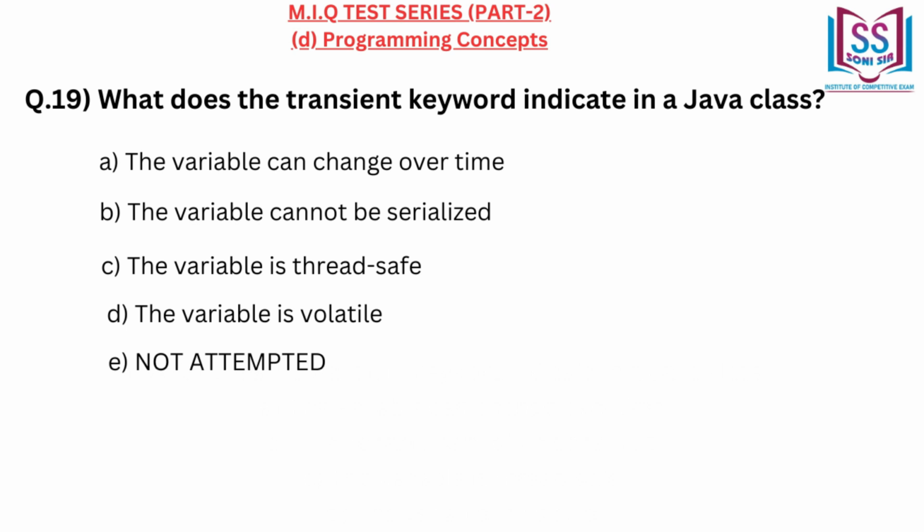What does the transient keyword indicate in a Java class? A. The variable can change over time. B. The variable cannot be serialized. C. The variable is thread safe. D. The variable is volatile.